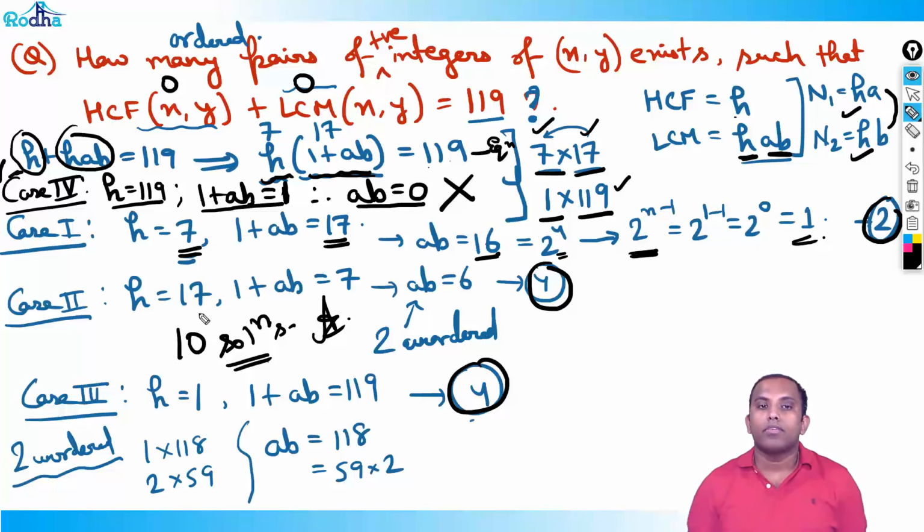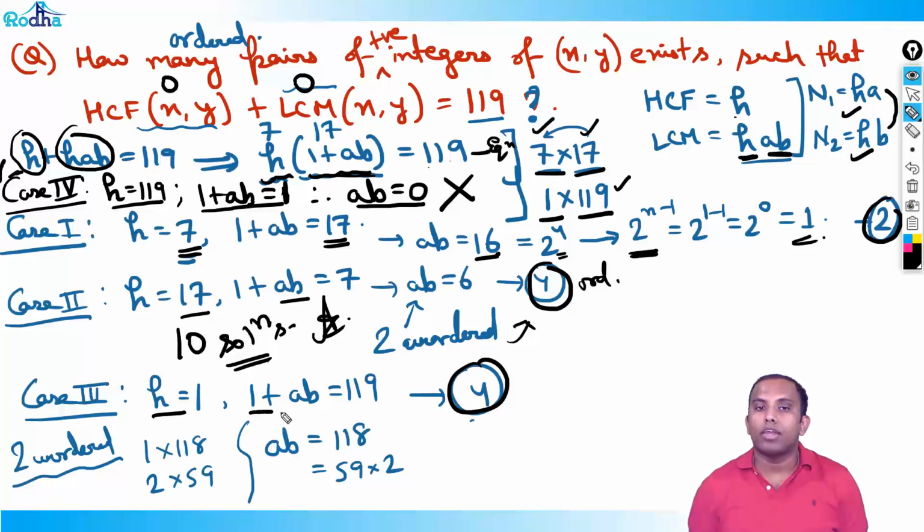Similarly, H is 17, 1 plus AB is 7. So here AB equal to 6. So the count is 2 unordered. 6 is what? 1 into 6 and 2 into 3 as a product of two co-primes. So 2 unordered means what? 4 ordered, right? 4 ordered.